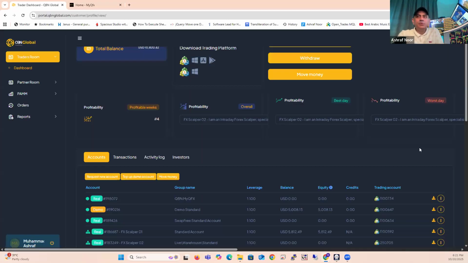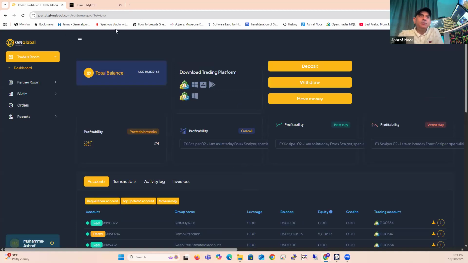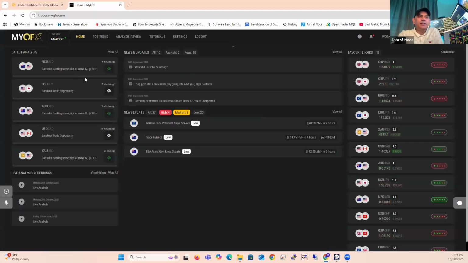And another important thing you can do is download your MT5 here. Once you download it and log in with the same details, when you open a position here, you will see all of your positions being opened straight away in my MT5 QBN Global. So basically, you have two choices. You can open it directly from here, connected to MT5, or you can go and directly open a position in MT5. So this is done, guys. We have tested. It is working perfectly fine.